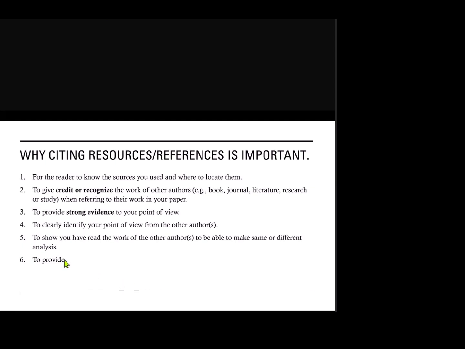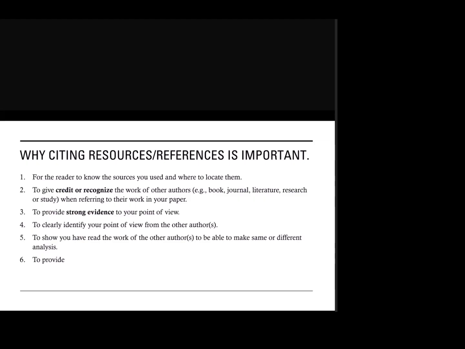Number 6, basically, and I forgot to write this, so I apologize, is that what we want to make sure of is to provide a connection between your ideas and concepts and that literature, which proves to be evidence for your point, building a connection.